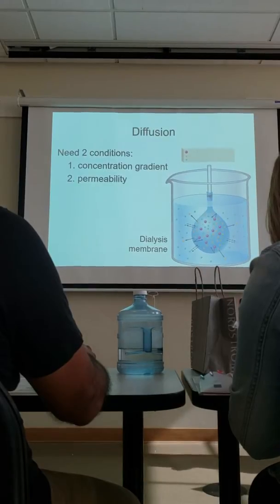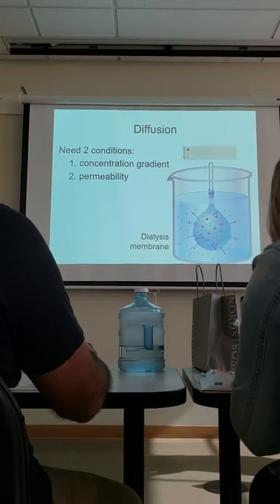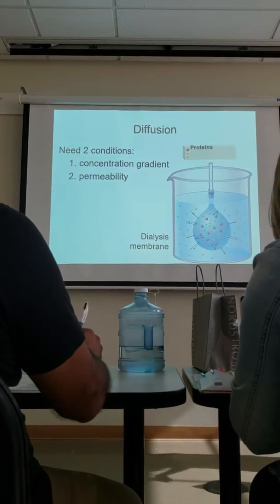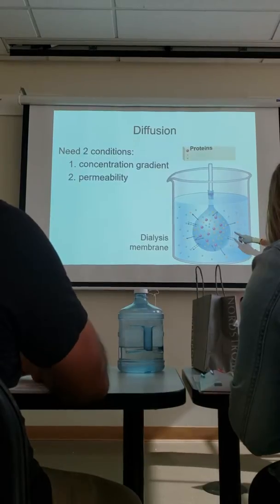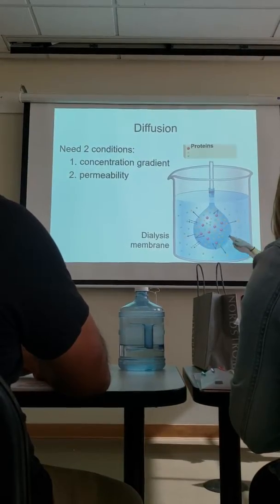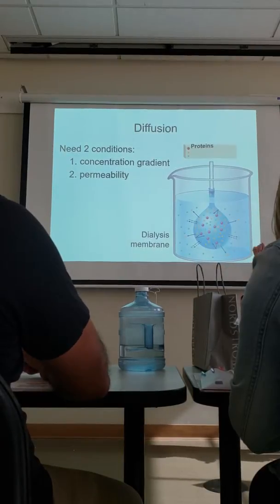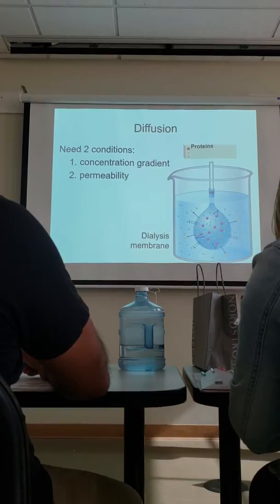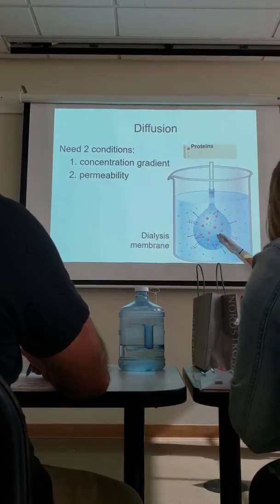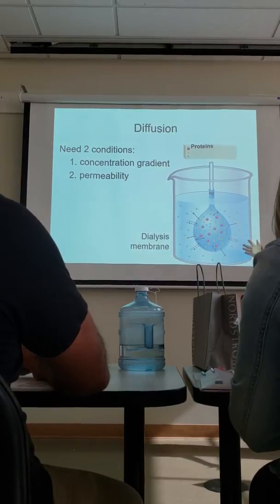We're going to look at three different types of molecules in this set. The first molecule is this big purple protein. Again, this is supposed to be mimicking inside the cell, and this is outside. Where are all the purple proteins located? Inside. So we have a high concentration of the purple proteins inside, low or no concentration outside.